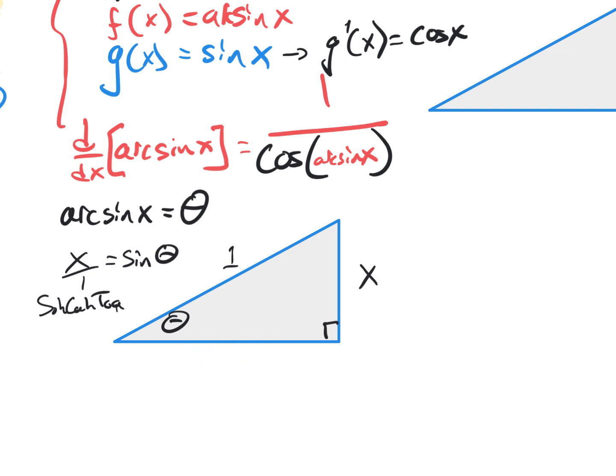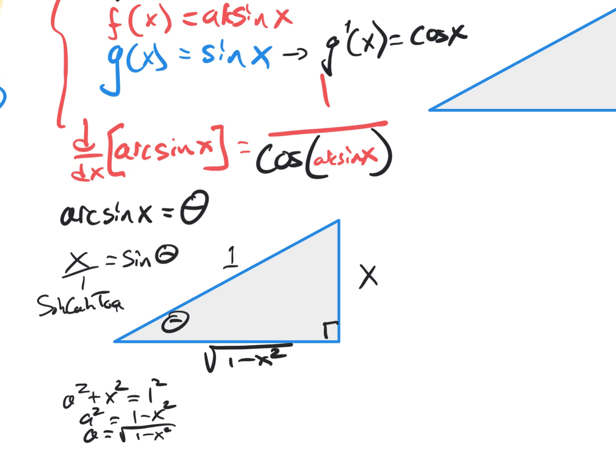So let's find this using the Pythagorean theorem. We'll work it out. Let's call this side a. I don't know what that is, but a squared plus x squared equals 1 squared. Pythagorean theorem. So a squared is 1 minus x squared, and so a is the square root of 1 minus x squared. This mystery side here is just the square root of 1 minus x squared.